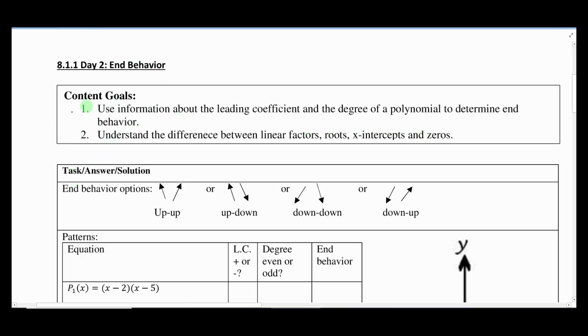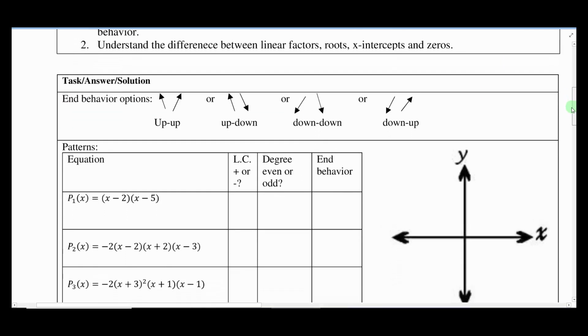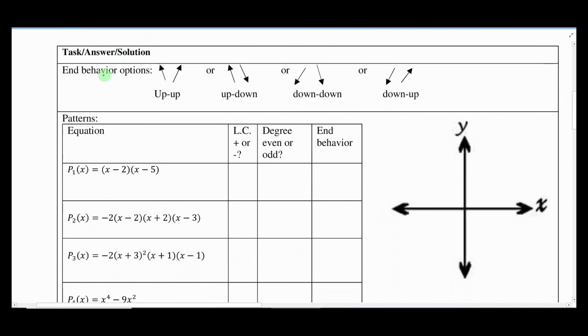All right. So let's get to this idea of end behavior here. So when we talk about end behavior, what we are talking about are the ends of the polynomial. So a polynomial essentially has two ends, and when we talk about their end behavior, we're talking about whether or not the polynomial goes up or down in the end, right?